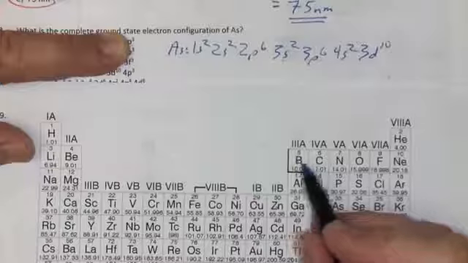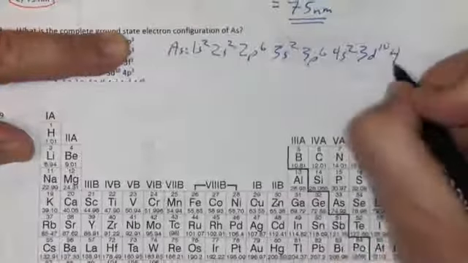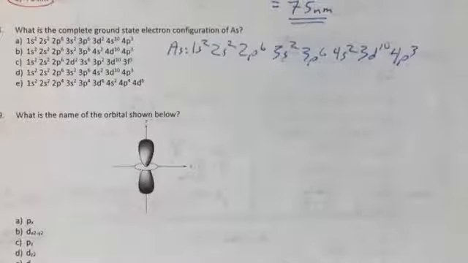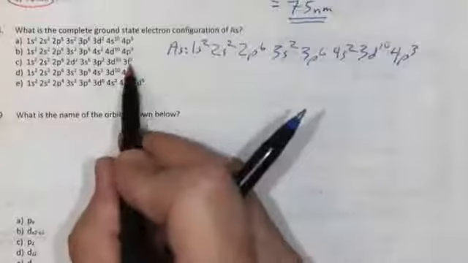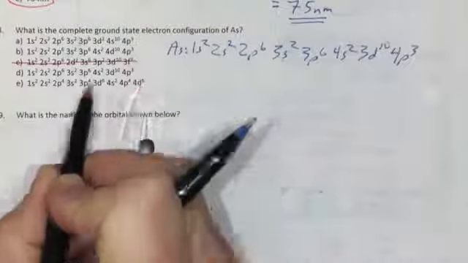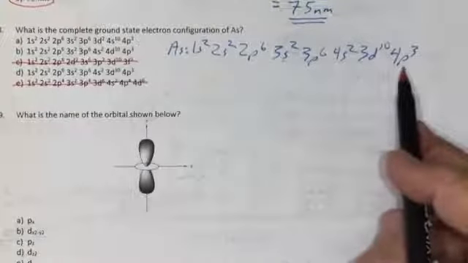The p block starts with 2. 2p, 3p, 4p, 1, 2, 3. 4p3. Now as I look at this, just glancing at this, I see a 3f3. There is no 3f orbital. I see 4d6. I can rule that out. There's no 4d6. So I'm ending with 4p3.